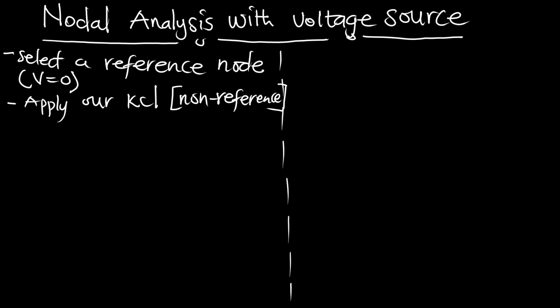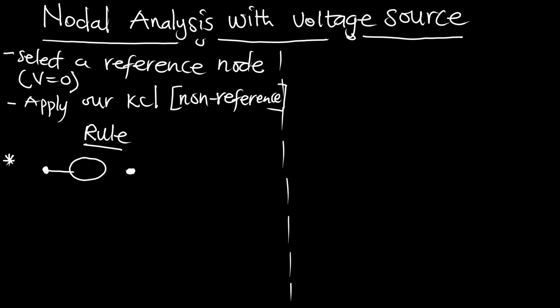Now, if we have a voltage source in the circuit, how are we going to do the analysis? Let's look at some rules that are going to govern analysis with voltage source. So our rule 1 is going to be, if a voltage source is connected between the reference node and a non-reference node. So for example, let's take this point as a node, and this point is also a node, and there is a voltage source.